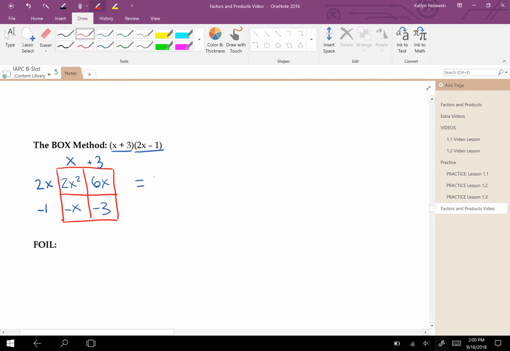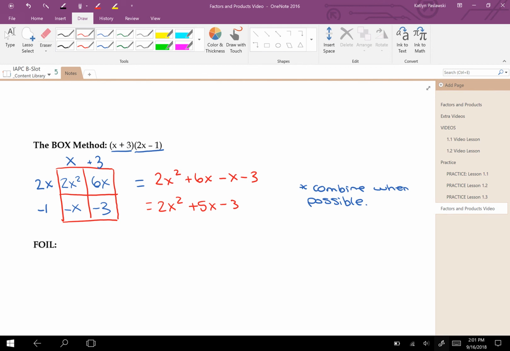So I have 2x squared plus 6x minus x minus 3, and combining where possible, I would get 2x squared plus 5x minus 3. So don't forget to combine when possible. That was the box method.